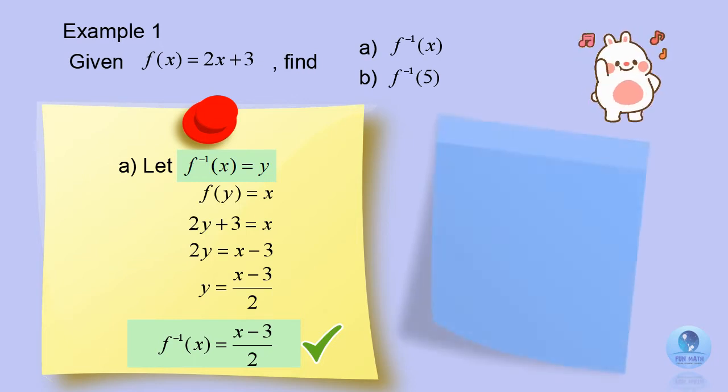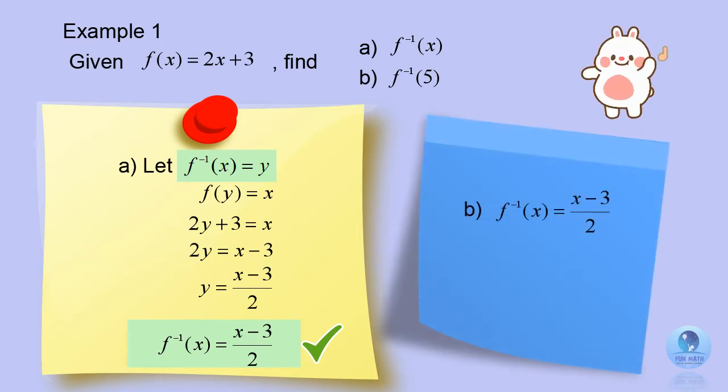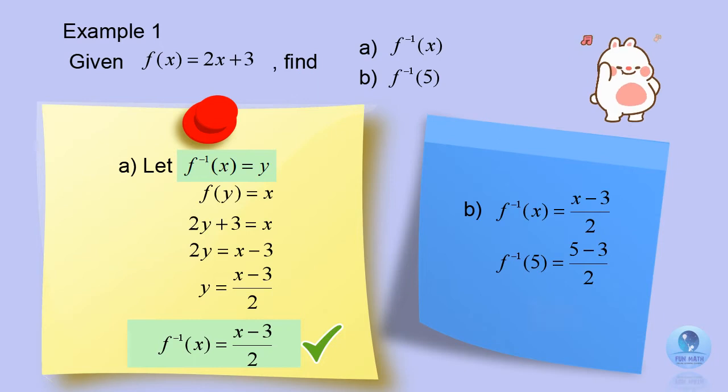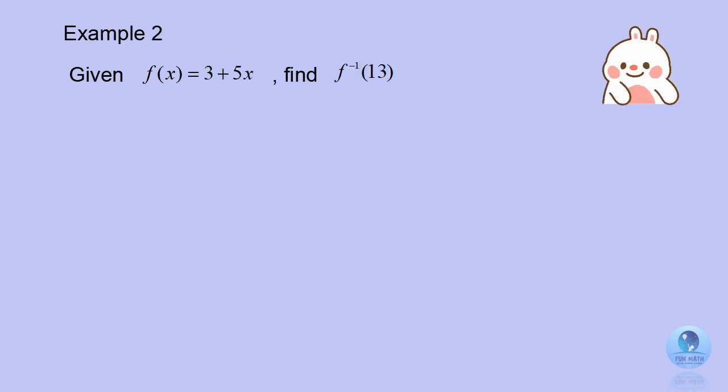Question B. To find f inverse of 5, just substitute 5 into the inverse function of f and you get the answer 1. Now let's look at the second example. You are given f of x equals 3 plus 5x. Find f inverse of 13.